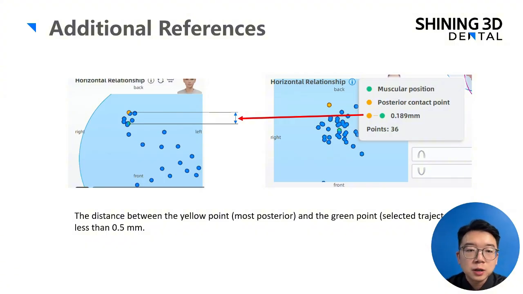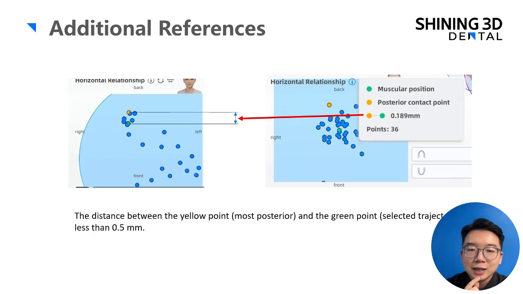But the orange one, you can tell from the back, front, right, and left directions of the patient's head. So you can see the orange one is the trajectory at the very back of the 30 trajectories we recorded, which means the distance, and we have the reference here, that is the distance between the yellow point, the most posterior trajectory we recorded. We will consider the most posterior trajectory as the trajectory that is relatively stable, which means it's not pointing left or pointing right at this stage.